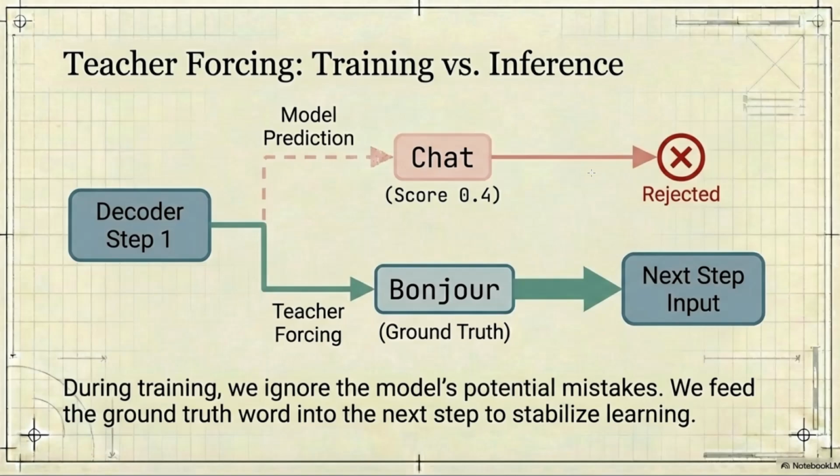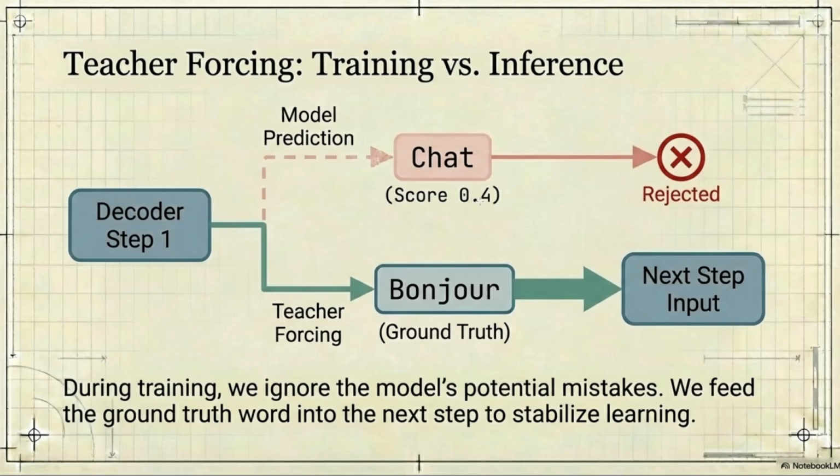Also, we can see the teacher forcing method. Quick note on how to train this. During training, our untrained model will make mistakes, obviously. Let's suppose at step 1, it predicted, let's say, chat, the French word for cat, instead of bonjour. If we feed this word to the next step in the LSTM, the rest of the training sentence would not make sense.